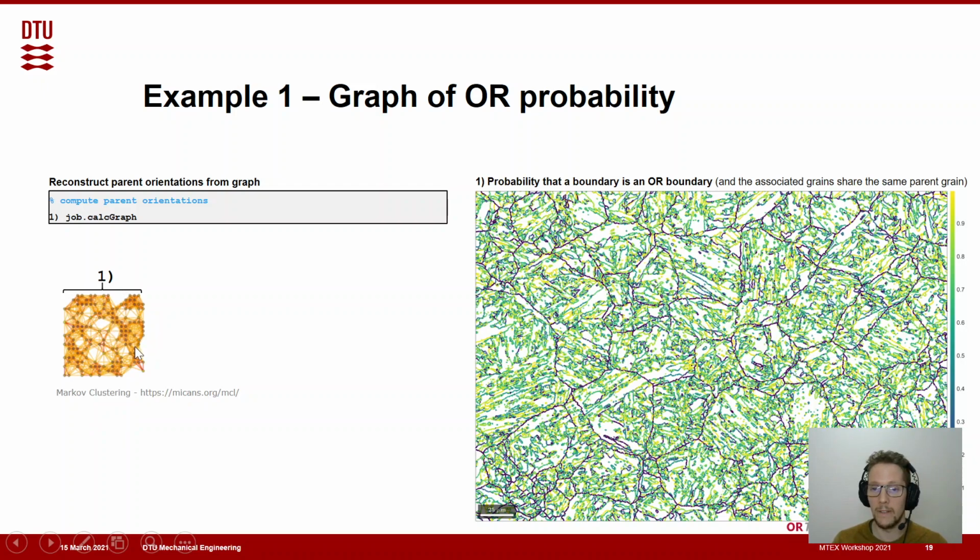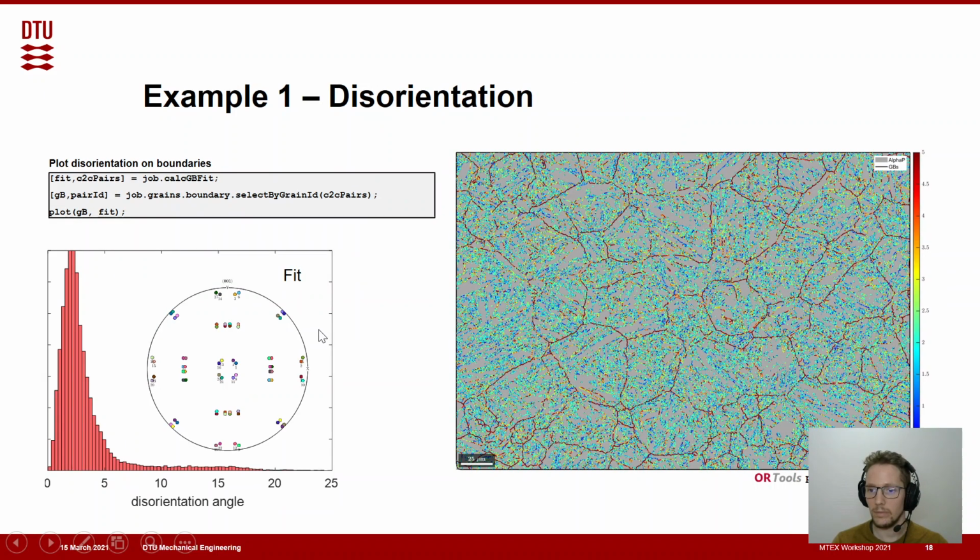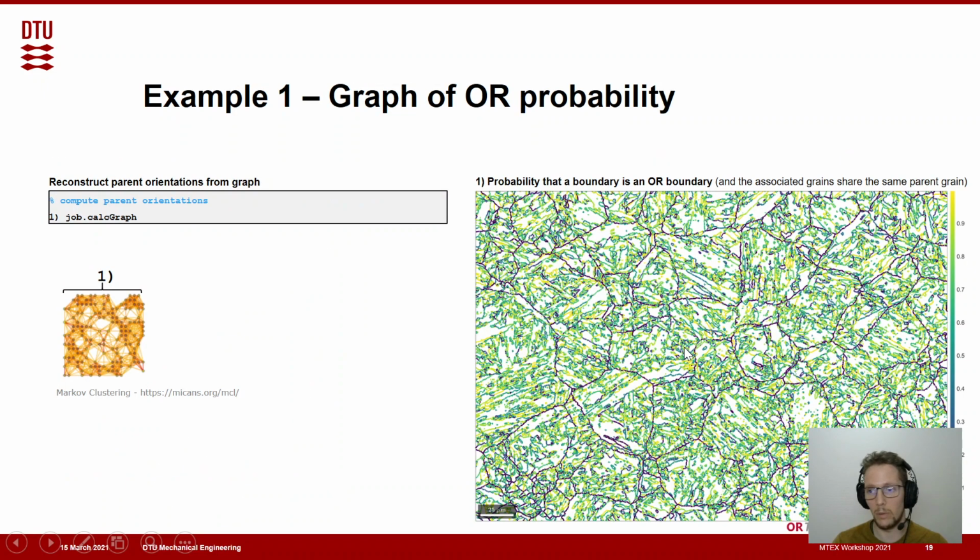neighborhood relationships. And then we can assign to each of these links a probability that this link represents an orientation relationship link. So in this case, we can translate this disorientation into a probability ranging from 0 to 1, whether a boundary is likely to be orientation relationship related or not. And we can see here, of course, that the prior austenite grain boundaries are shown to have a low probability to belong to an orientation relationship. So this is internally done when we do job.calc-graph. We calculate the graph between the grains, and we look at how likely the boundaries between those grains are part of an orientation relationship.